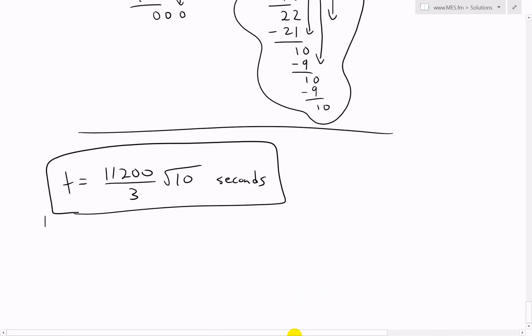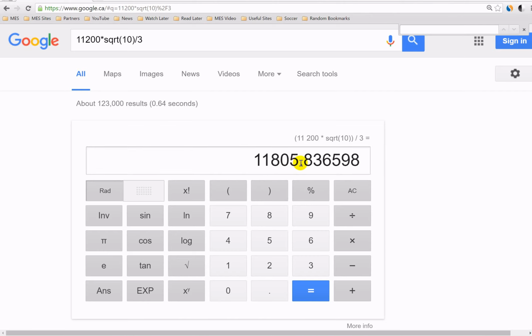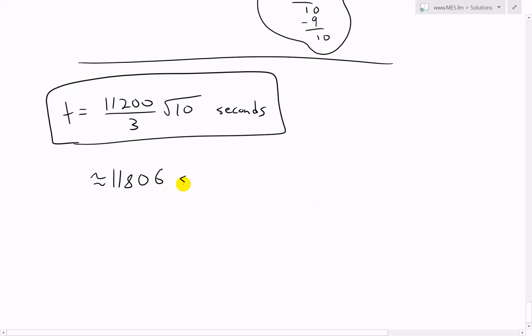So we get, this is roughly equal to 11,806. Let me just check that again. 11,800 and then 5.8. Let's round it up to 6. So around 11,806 seconds.